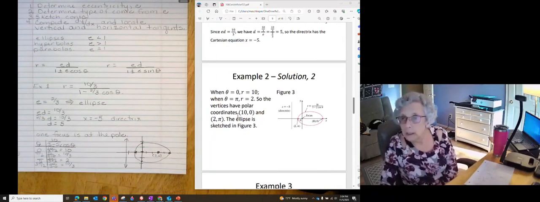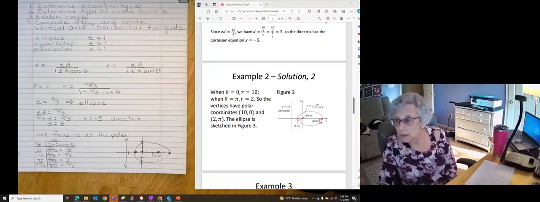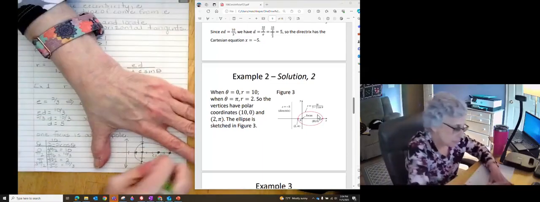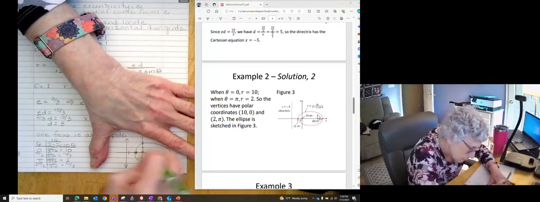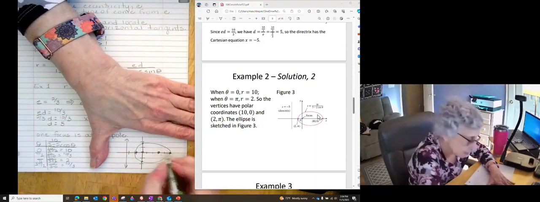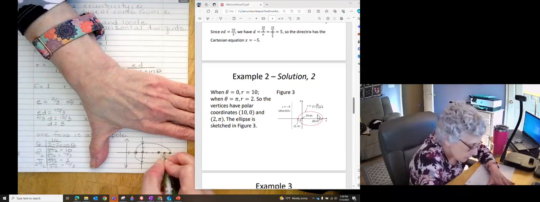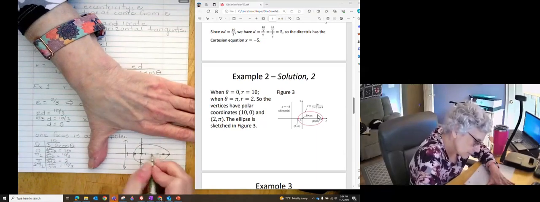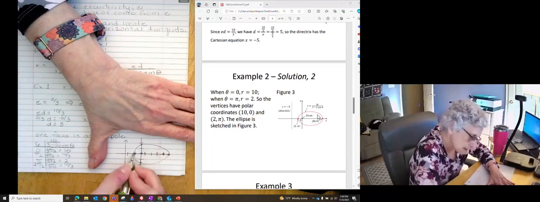So the polar coordinates are 0, and here's one focus. It's 2 units away, so you would have one 2 units away from 10 here. So that would be not at 3. It would be 2 units away. It would be at 8. It would be right here. Because this is 2, 4, 6, 8.